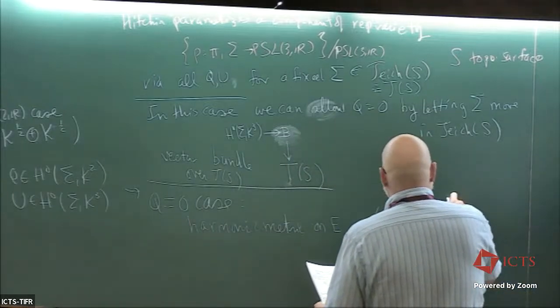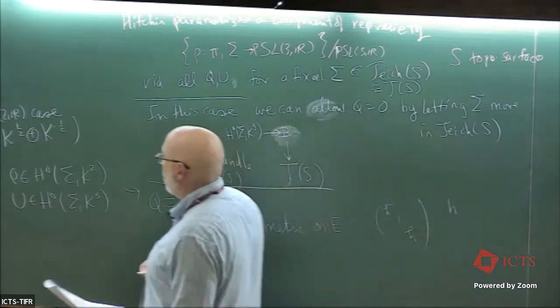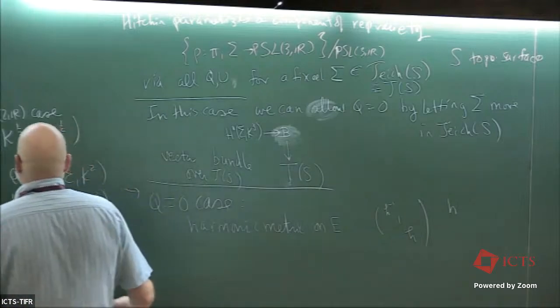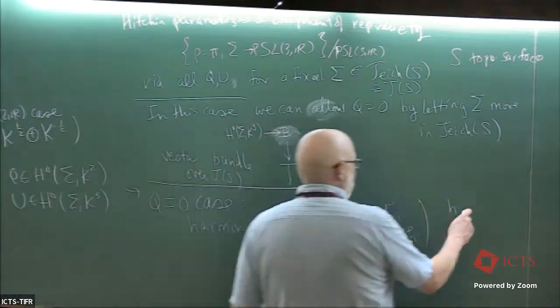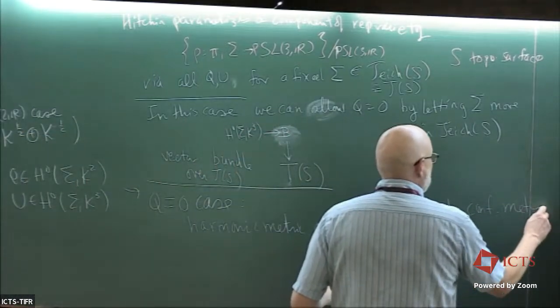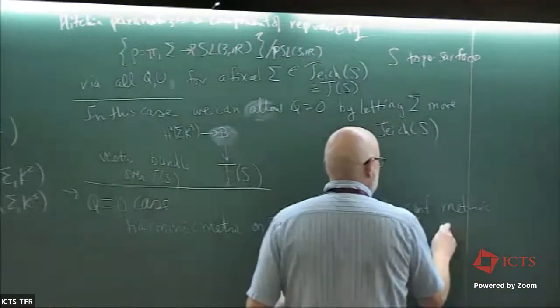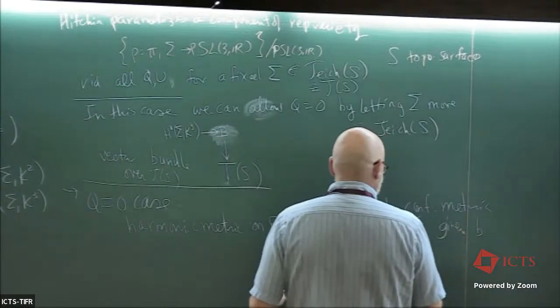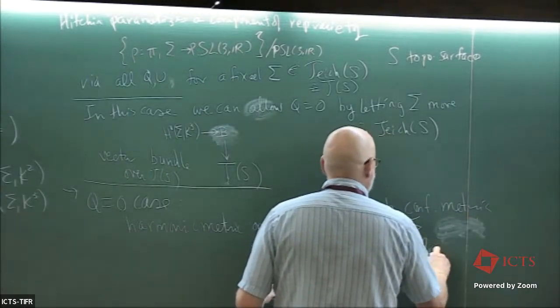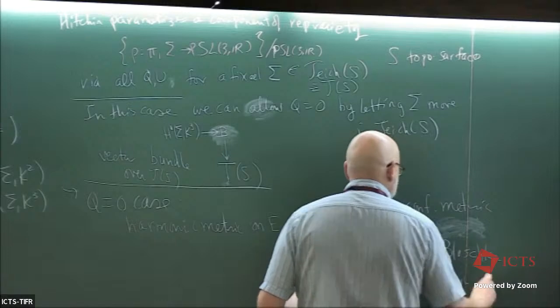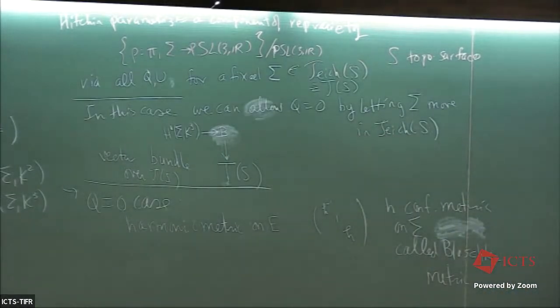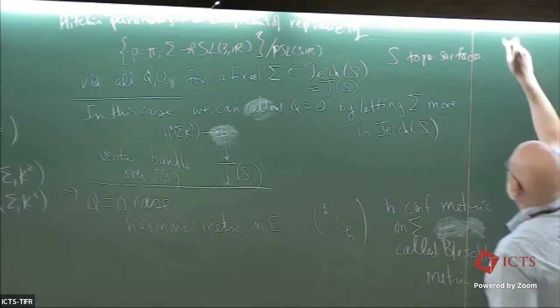And so little h is a metric on K inverse, and you can just think about that as a metric on the Riemann surface. So this is going to be a conformal metric on sigma, called the Blaschke metric. This relates to some work of Blaschke over 100 years ago in affine differential geometry, which I may or may not have time to talk about. We'll see how much time there is.